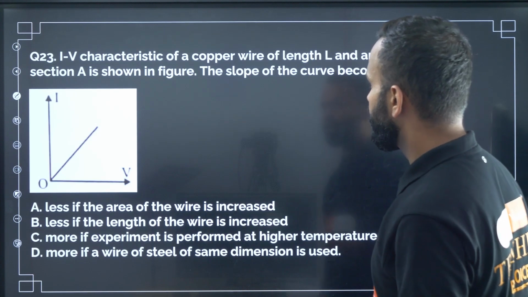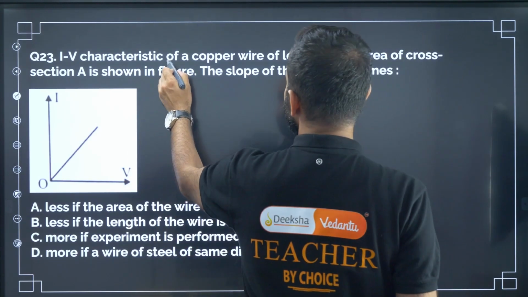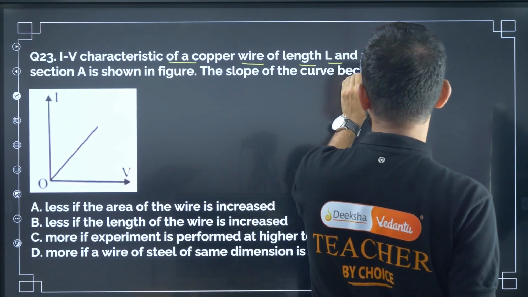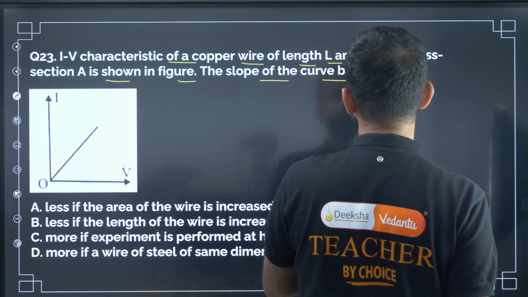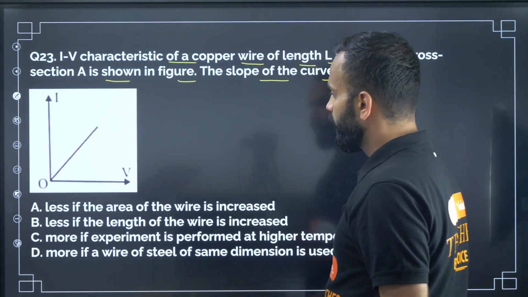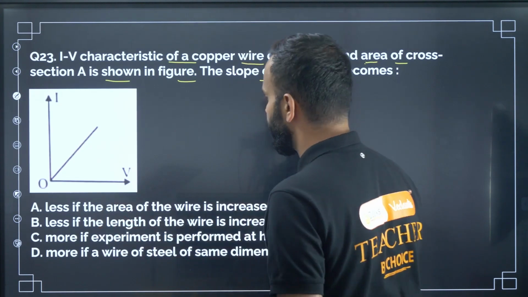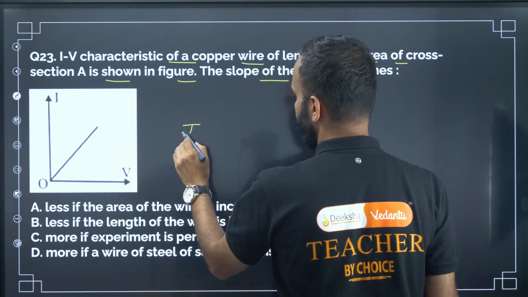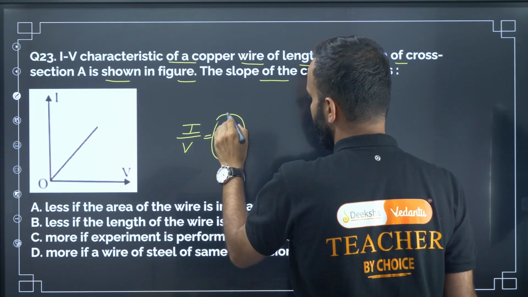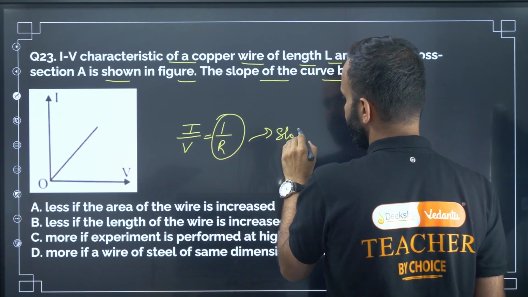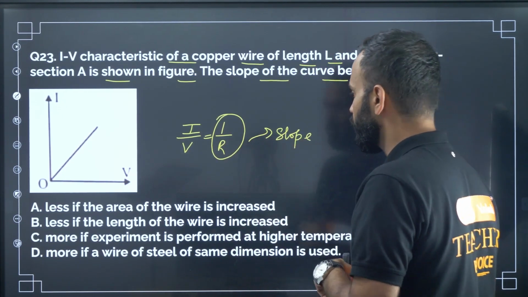Next question, question number 23. The IV characteristic of a copper wire of length L and area of cross section A is shown in the figure. The slope of the curve becomes... Here this is the I versus V graph, right? So the slope of the curve, I divided by V, is equal to 1 by R. So 1 by R is the slope.